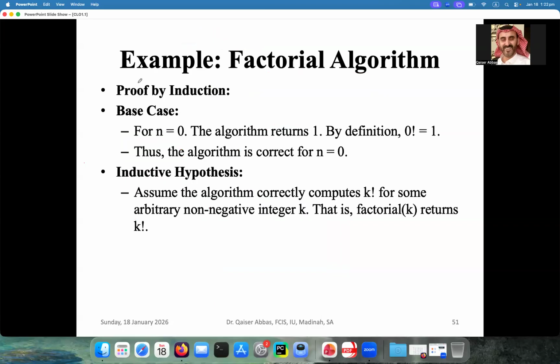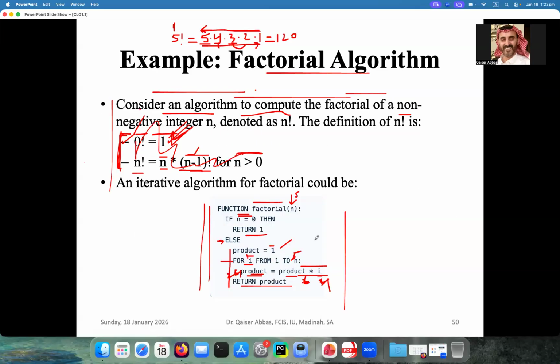Okay, prove by induction. We know that in mathematical induction we have 3 steps. First is the base case. The base case values are not given here, but we can take the values ourselves, and we can start from 0. If n is equal to 0, it will return 1. This is the base case. This if condition is representing the base case, and this else is representing other values.